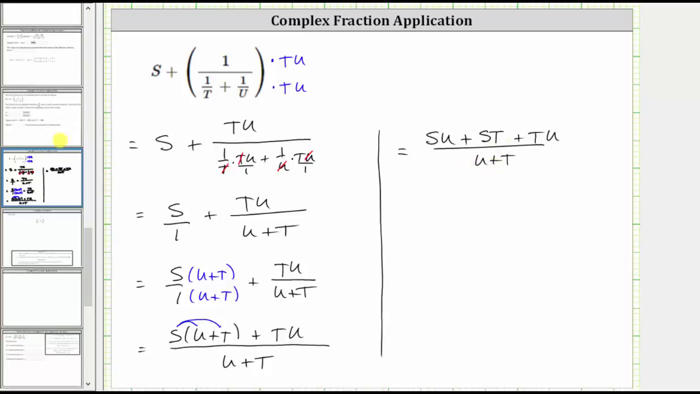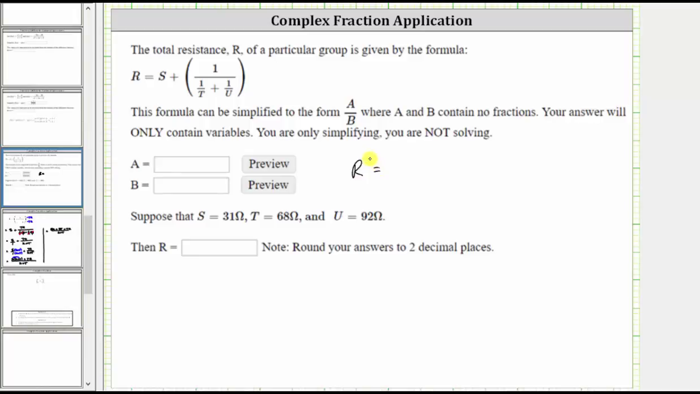So going back to the first slide, we now know R, the resistance, is equal to the quantity su plus st plus tu divided by the quantity u plus t. So again, A is equal to the numerator and B is equal to the denominator. And now for the second part of the question, they tell us that S is equal to 31 ohms, T is equal to 68 ohms, and U is equal to 92 ohms, and they want us to find the resistance R, which means we now substitute 31 for S, 68 for T, and 92 for U.